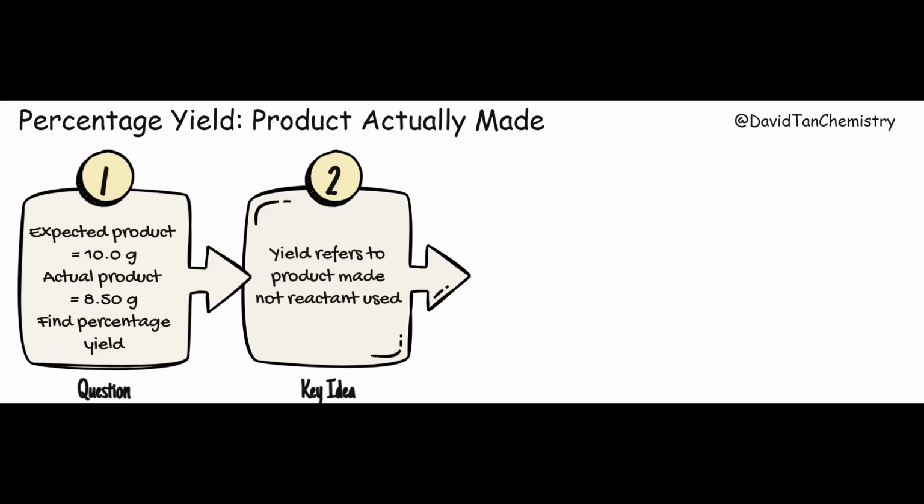The word yield means product made. So, percentage yield compares the actual product obtained with the maximum product expected from the calculation. It is not asking how pure the reactant is.